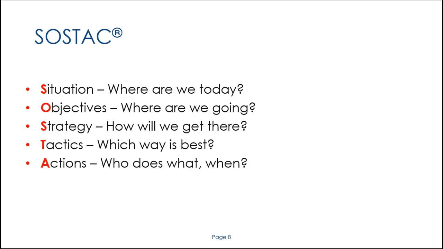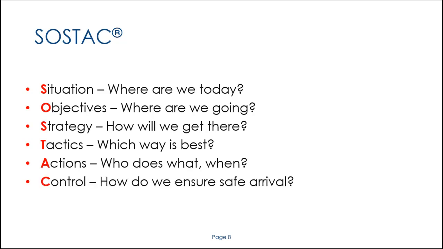So the final letter of SOSTAC is C, and that stands for control, and that answers the question, how do we ensure safe arrival? And this is all about the metrics that we put in place. What are we going to measure along the marketing journey throughout the year to make sure that we're on target and on track to achieve our objectives? What analytics and what systems do we need to put in place? How do we report this information, to whom and how frequently?